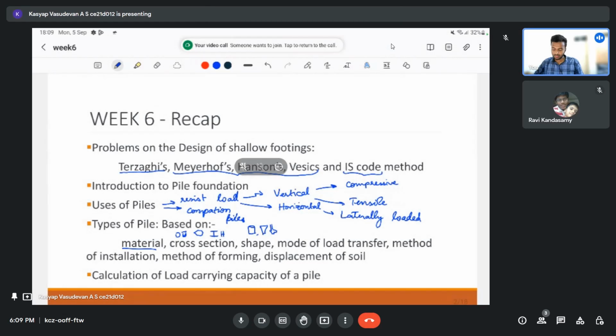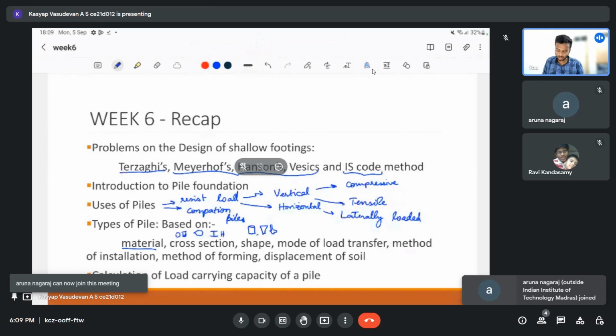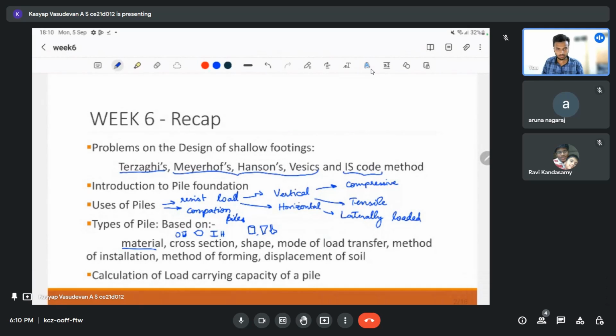Another basis is mode of load transfer. As I told you before, the load can be vertical or horizontal. Even in vertical, there can be tensile or compressive. When I explained it, generally there are two mechanisms, as I told. One is from the bearing at the bottom. Since it has a cross section at the bottom, it will resist from bearing. Another is by the skin friction, the surface between the pile material as well as the soil. Depending on that, we can say whether it is an end bearing pile or a shear pile.